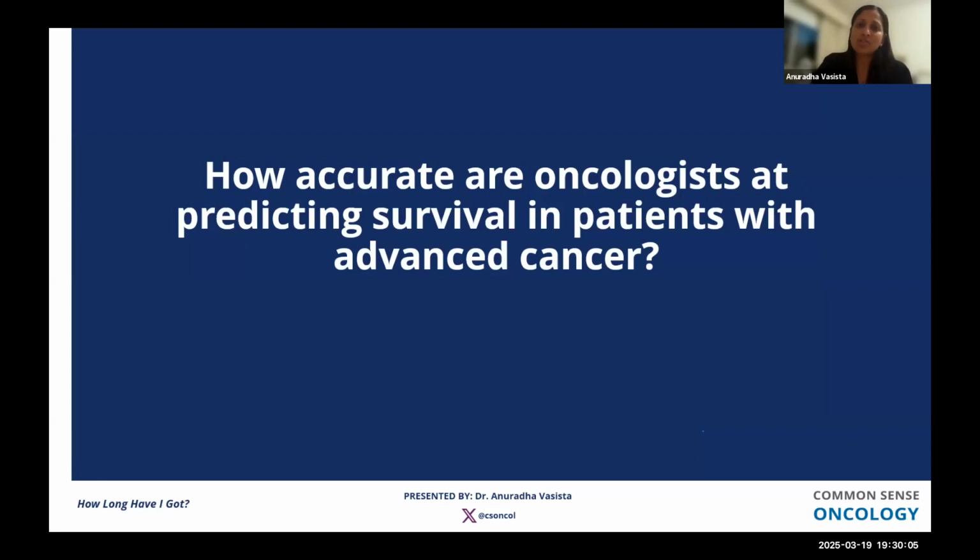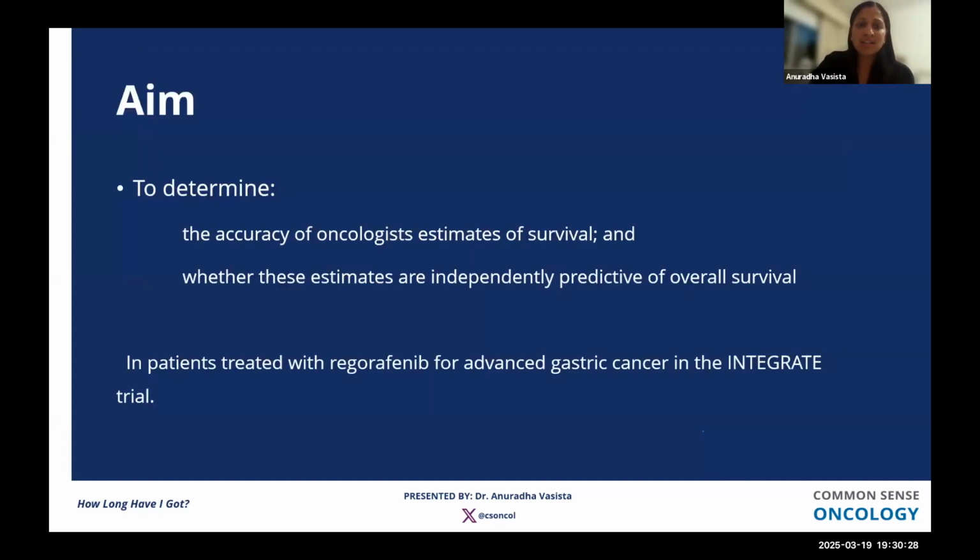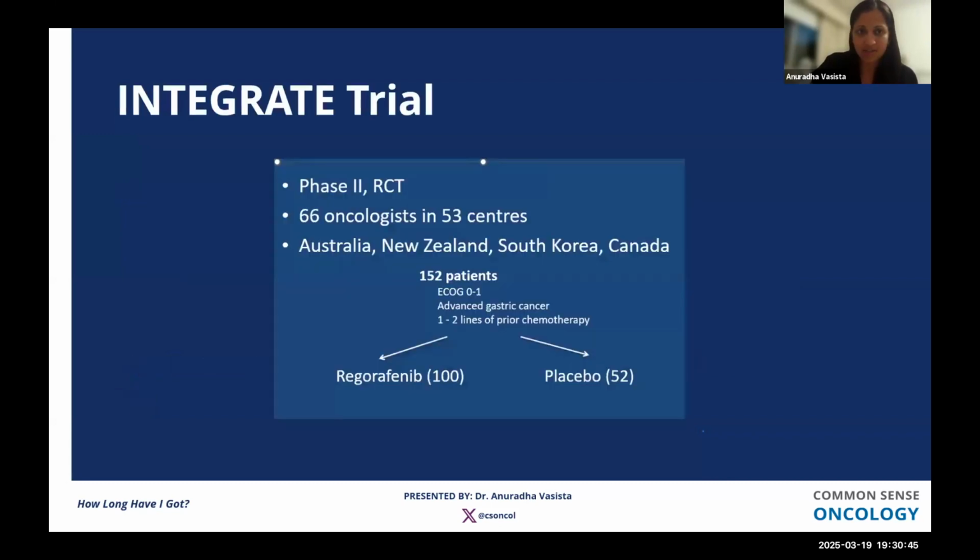Finally, I just wanted to touch on how good are we as oncologists at predicting survival in patients with advanced cancer. And one of the studies we looked at was looking at the accuracy and prognostic significance of oncologists' estimates and scenarios for survival in advanced gastric cancer. So changing tumor streams a little bit, but we wanted to see how accurate oncologists' estimates of survival are and whether these estimates are independently predictive of survival. And we just used the INTEGRATE trial as a trial population and did a sub-study as part of this trial.